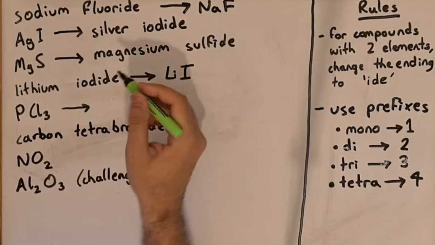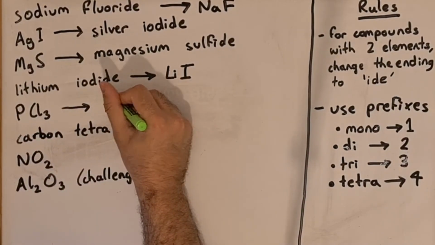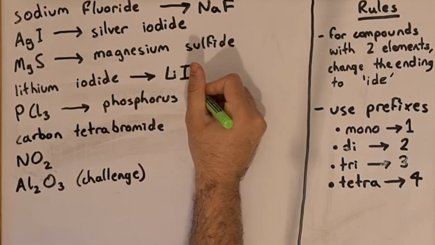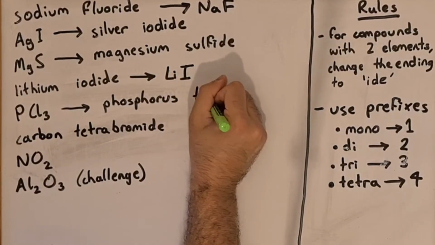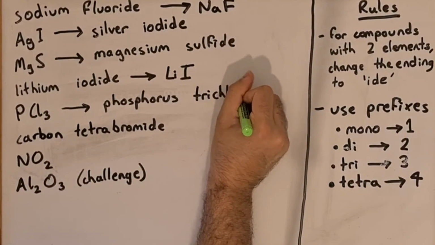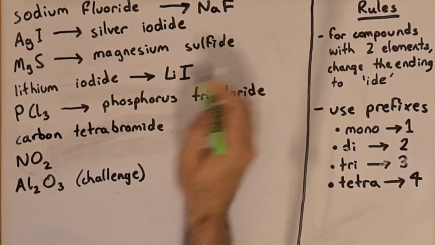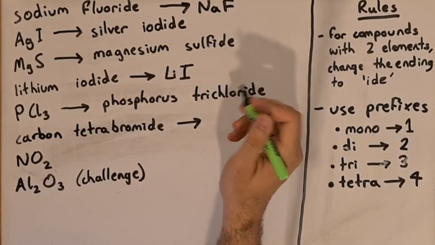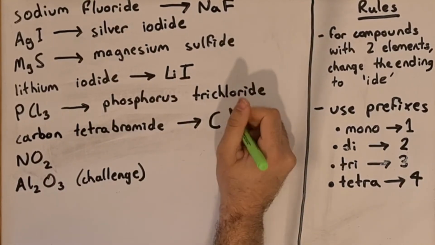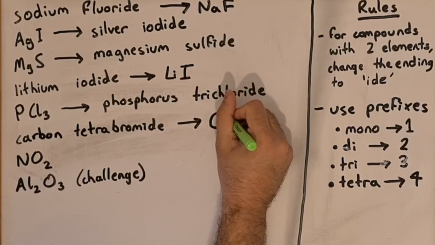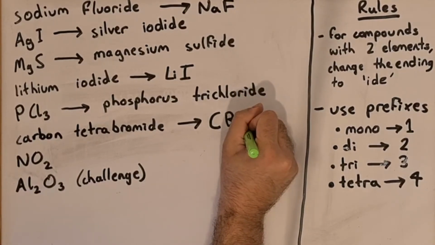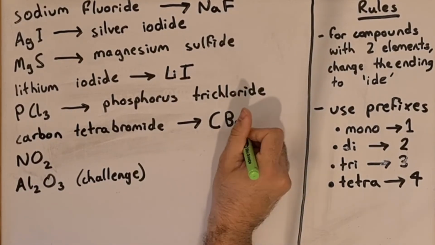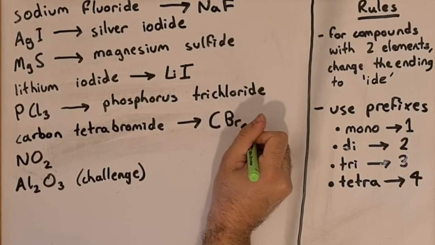PCl3 is phosphorus for the P. And then, because there's 3 chlorines, we call it trichloride. Remember, it's ending in IDE again. So phosphorus trichloride. Carbon tetrabromide would be C for carbon. And then bromine has Br. But there's 4 of them, so we put a little 4 there. Make sure the numbers are in the correct place. They should be small and hanging just below the line.